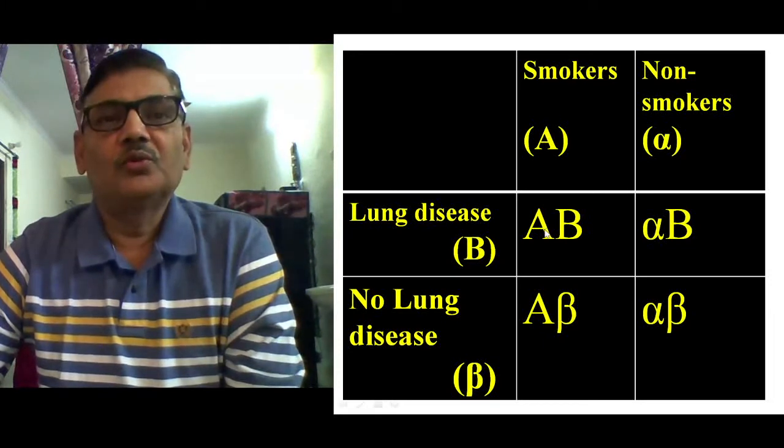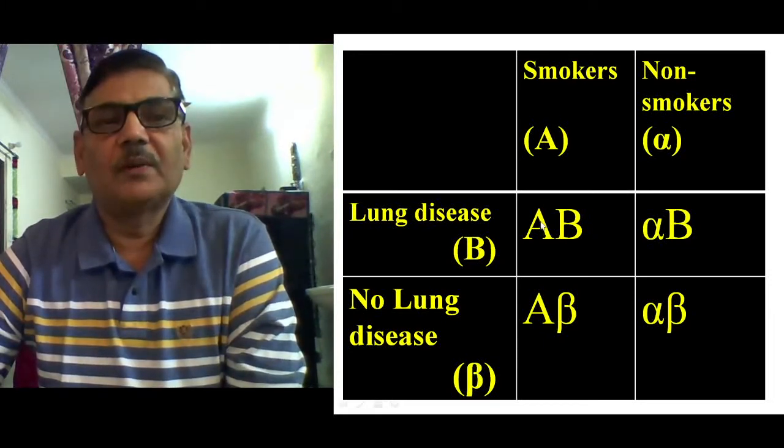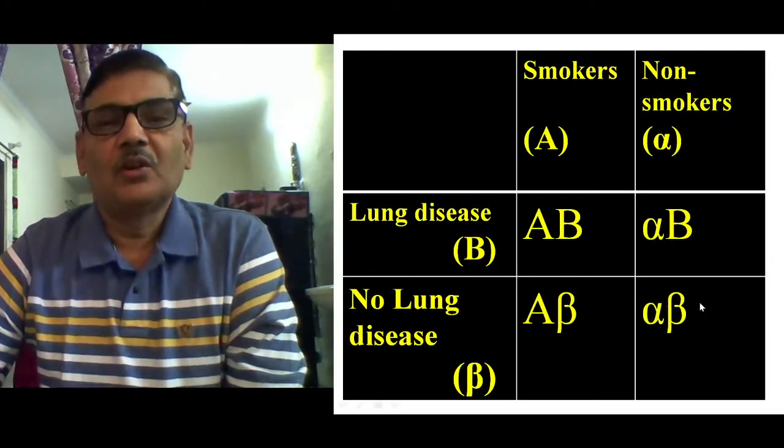So those who are smokers and suffer from lung disease, they will be AB types. Those who are non-smokers and suffer from lung disease, they will be alpha B. Persons who are smokers but have no lung disease, they will be A beta. And persons who are non-smokers and have no lung disease, they will be indicated by alpha beta.